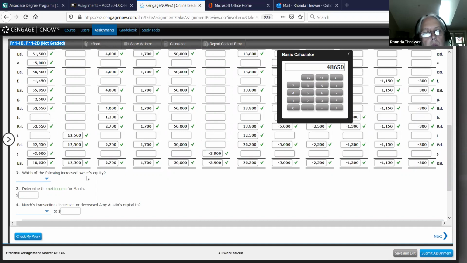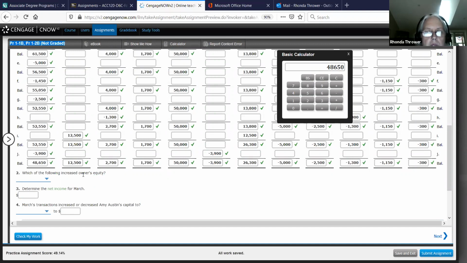It says, which of the following increased owner's equity? Now think about the things that affect owner's equity. You'll remember from the last recording we said that the owner's investment will increase the owner's worth. The revenue that you earn in your business will also increase the owner's worth or the owner's equity. Your expenses will decrease the owner's equity, and your drawing, or your withdrawals, will decrease the owner's equity.